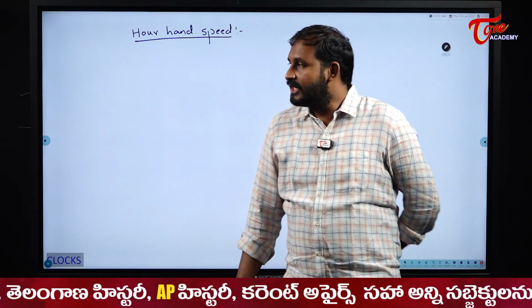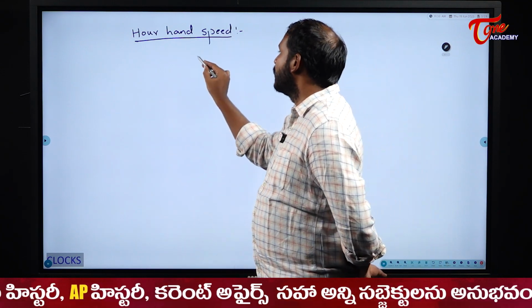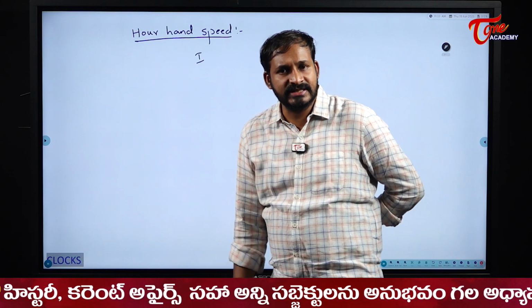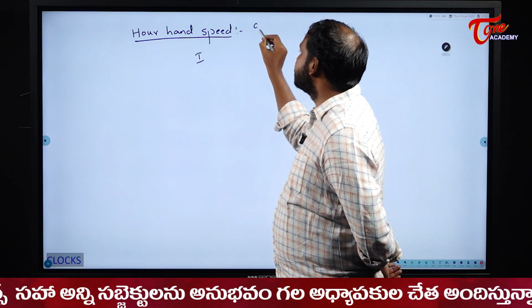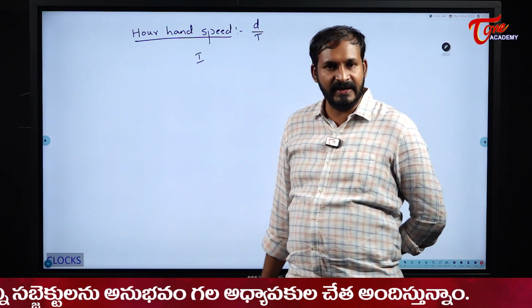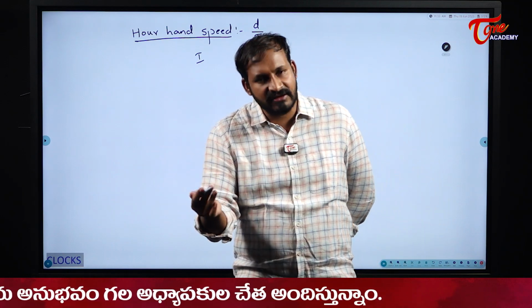See here, in 1 hour, usually what is the formula for speed, students? We already finished our time and distance. Speed formula is distance by time. Here the distance is in the sense of angular distance.